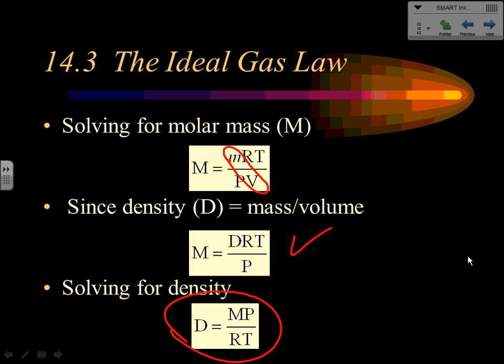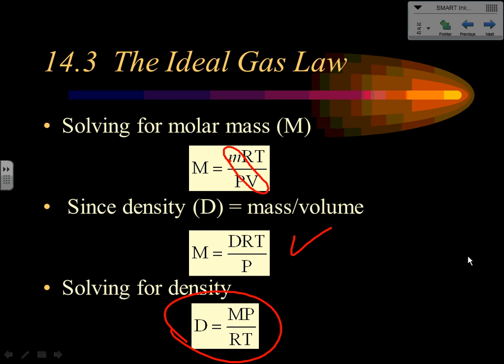Or if I know the density and I know its temperature and pressure, I can calculate what its molar mass is. So these are a couple of different forms of the ideal gas law. And really, they're two forms of the same thing. So that's why I circled D equals MP over RT. If you know that, you can use that to solve for other problems.